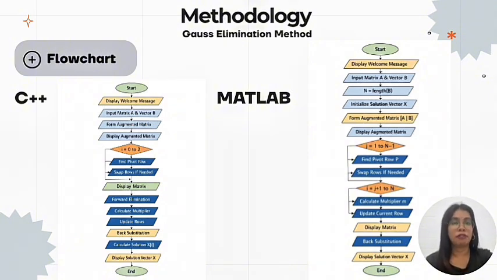Now let's look at the MATLAB flowchart. It will start with the display welcome message, input matrix A and vector B. N is equivalent to length of B. Initialize solution vector x, followed by forming the augmented matrix A over B. It will display the augmented matrix where j equals 1 to n minus 1. It either finds the pivot row for p, swaps rows if needed, or proceeds with i equals j plus 1 to n. After that it will calculate the multiplier m and update the current row. It also will display the matrix, followed by back substitution, and the solution vector x will be displayed, and then the program will end.